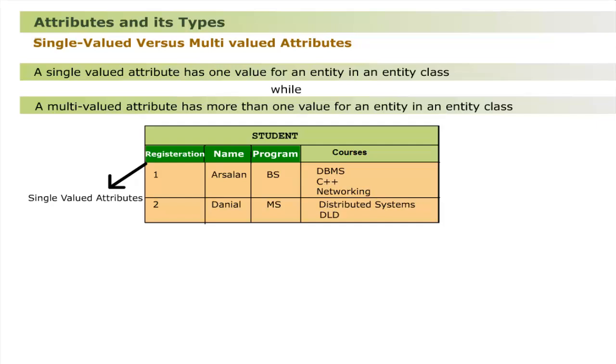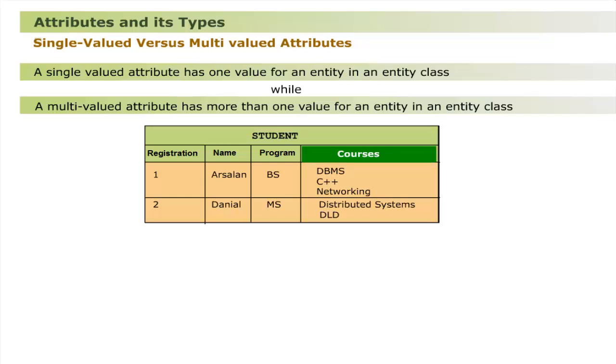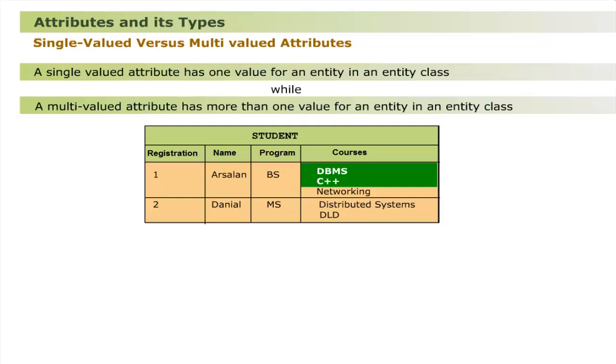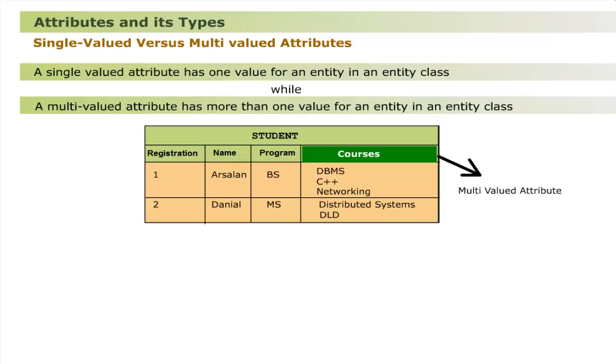It frequently happens that an attribute may have many values for a given instance. For example, the entity type student has an attribute courses, which may have many values for an instance, that is, an instance with registration number 1, name Arsalan, and program BS registered 3 courses: DBMS, C++, and networking. Such types of attributes are called multi-valued attributes.